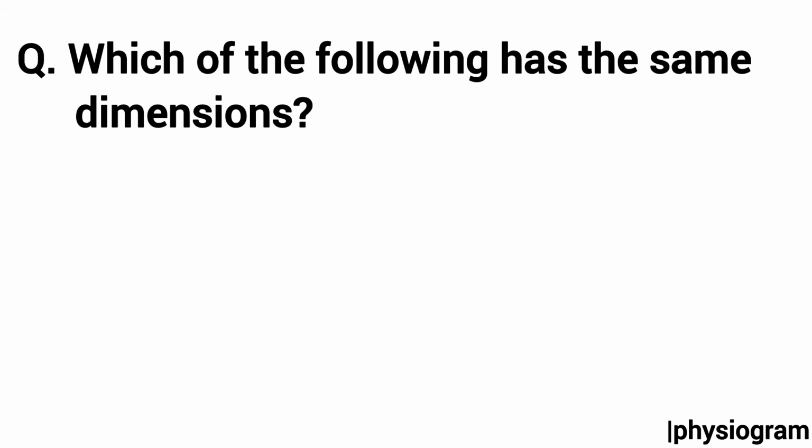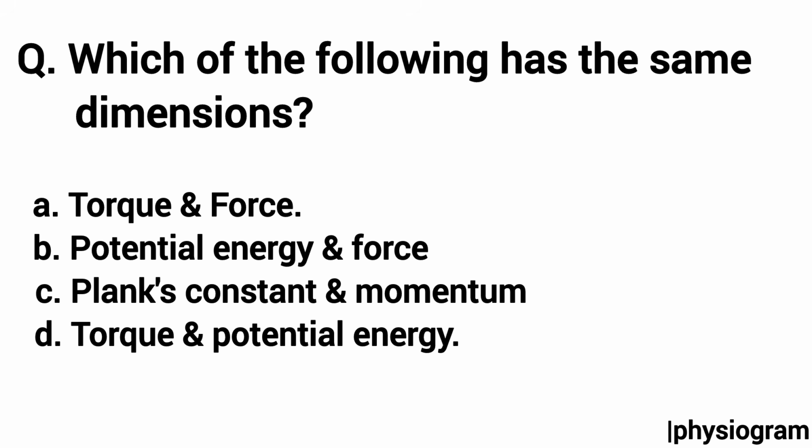So the very first question is, which of the following has same dimensions? Option A, torque and force, B, potential energy and force, C, Planck's constant and momentum, and D is torque and potential energy. So first let's analyze the options by checking the dimension of each physical quantity.